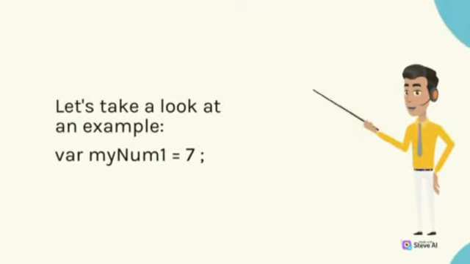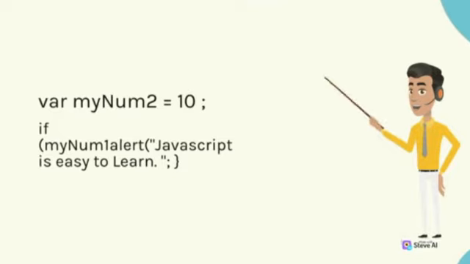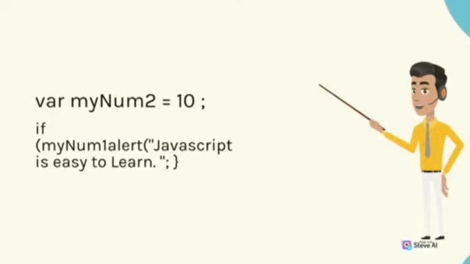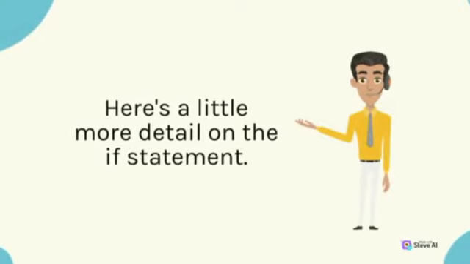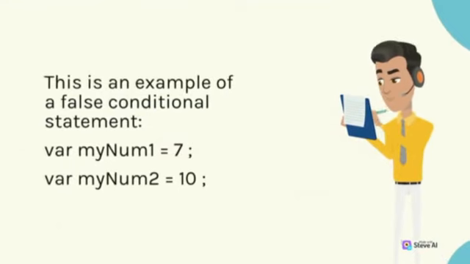var myNum1 = 7; var myNum2 = 10; if (myNum1 < myNum2) { alert("JavaScript is easy to learn"); } Here's a little more detail on the if statement. This is an example of a false conditional statement.